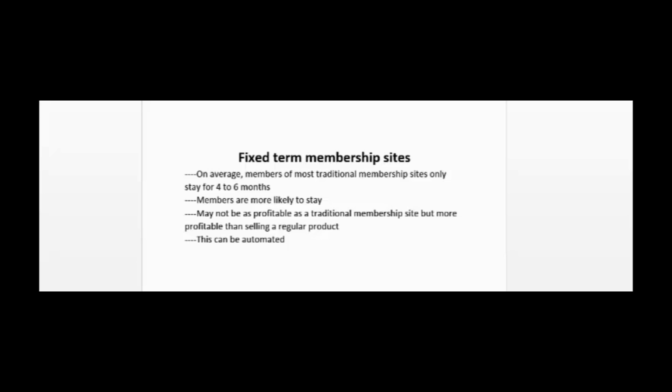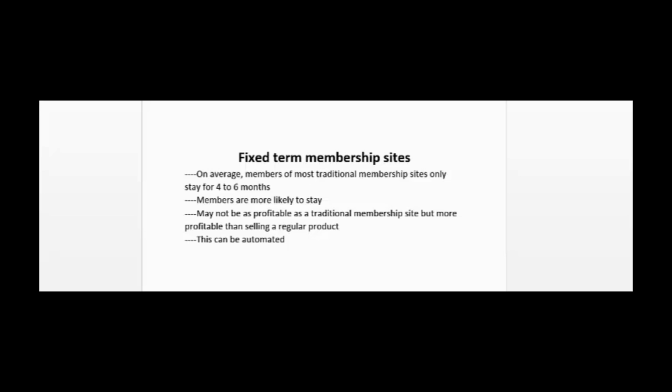Okay. Now the thing about fixed term membership sites, the benefit of that is members are more likely to stay because they want to basically get what they believe they're going to get. So if they're promised they're going to get 6 months of this and this, maybe six traffic strategies every month, hey, they might as well stay for the sixth and final month of getting the traffic strategy.